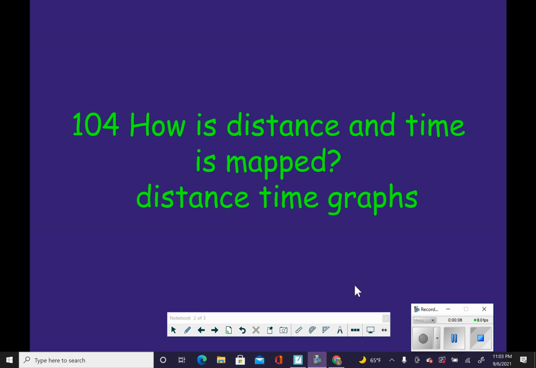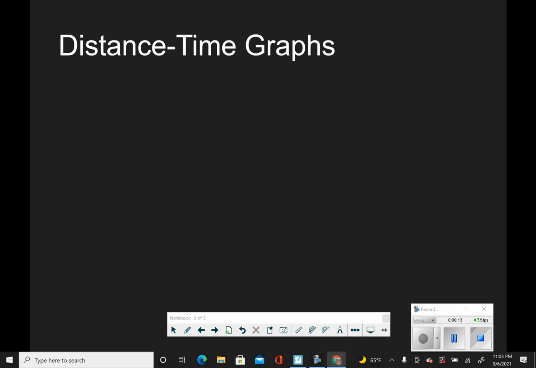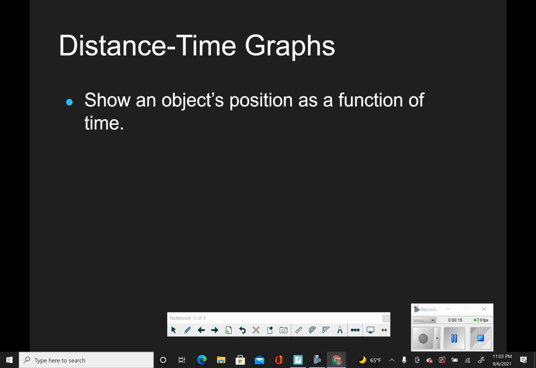How is distance and time mapped? Distance time graphs. A distance time graph shows an object's position as a function of time. The x-axis, which is the belly button axis, is time. The y-axis, which is the elbow axis, is distance.